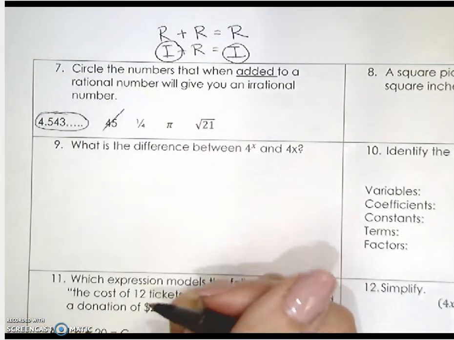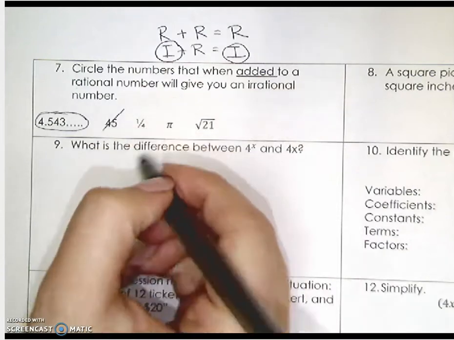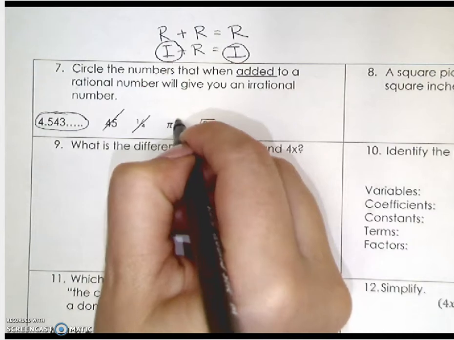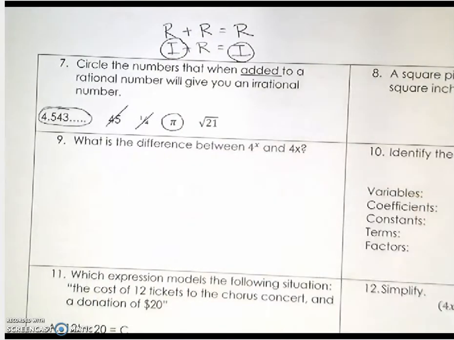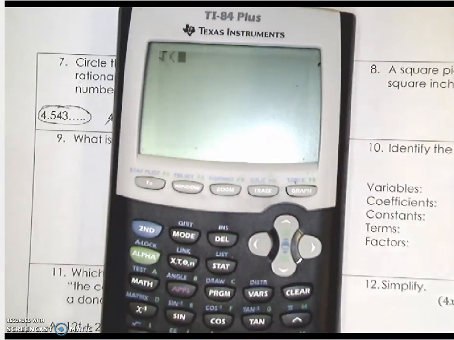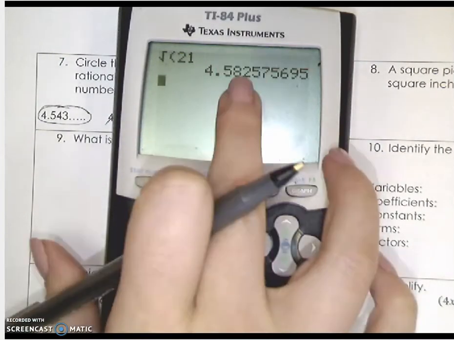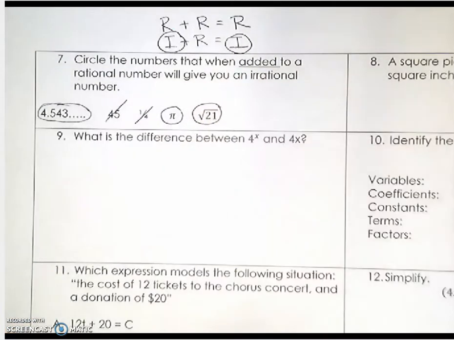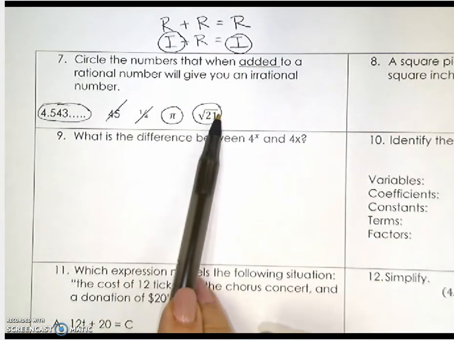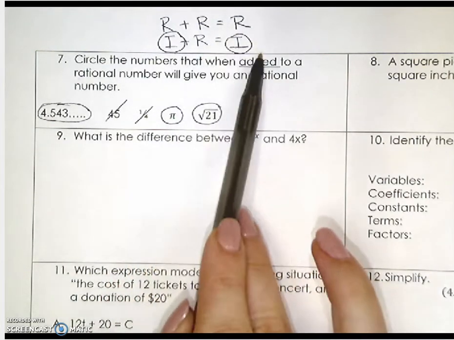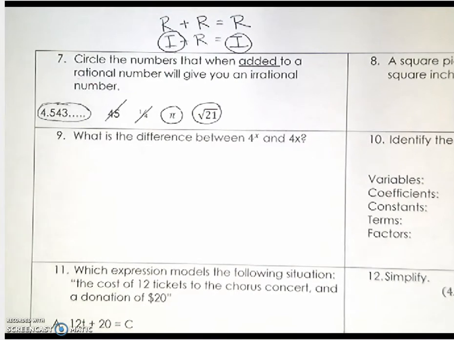45 is a rational number. 1/4, all fractions are rational, so that is a rational number. Pi is an irrational number. And I'm not sure about the square root of 21, so I'm going to type it in my calculator. I get an ugly decimal, so that is also an irrational number. So any of these irrational numbers added to a rational number will give me an irrational number. Good.